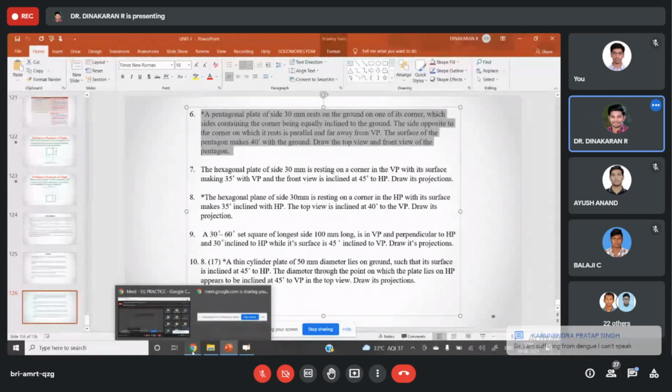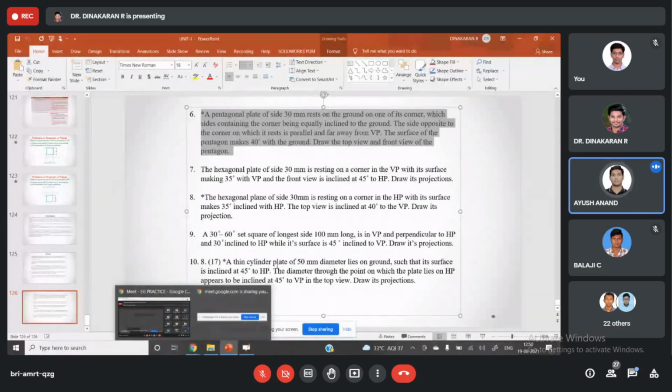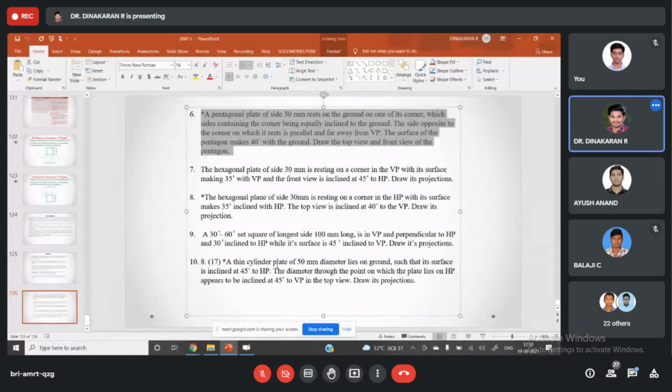Aishanand. Yes, sir. Read the question and tell me. Okay, sir, sixth question. A pentagonal plate of side 30 mm rests on the ground on one of its corners, with the sides containing the corner being equally inclined to the ground. The side opposite to the corner on which it rests is parallel to and far away from the VP. The surface of the pentagon makes 40 degrees with the ground. Draw the top view and front view of the pentagon.